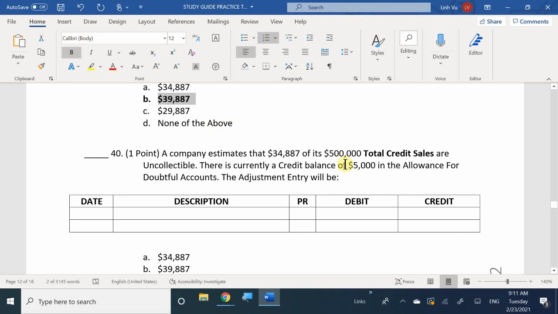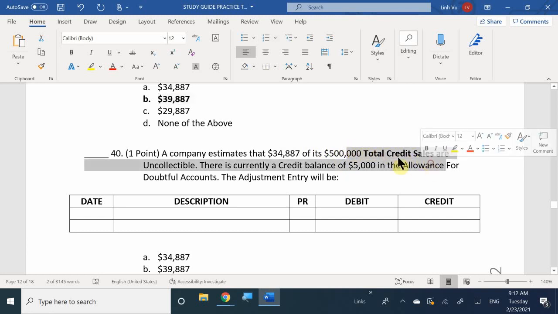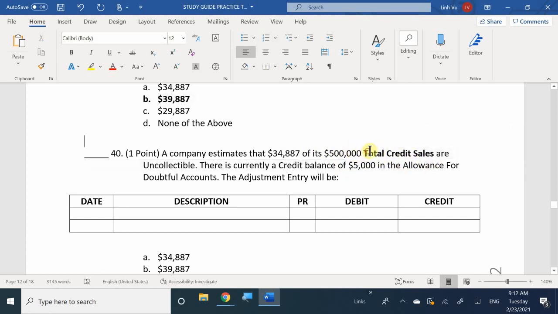34,887. Yes, so here the key words were total credit sales. I even bolded it right there. On your exam, obviously it's not going to be bolded, but make sure that you're aware of it when you read it. Don't look for this number and don't look for this number. Read this number because it will stop you in your tracks.